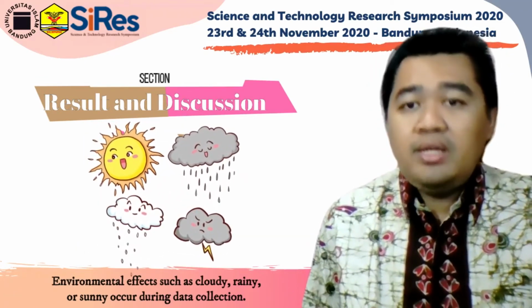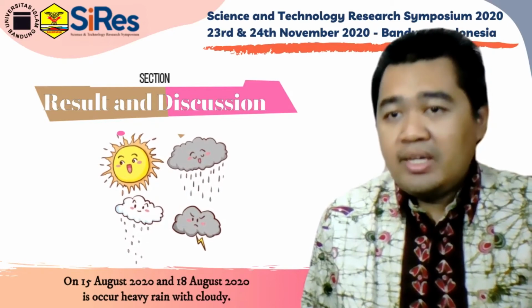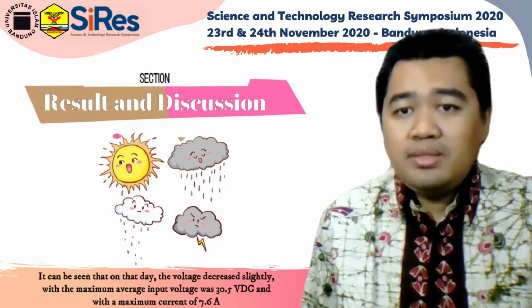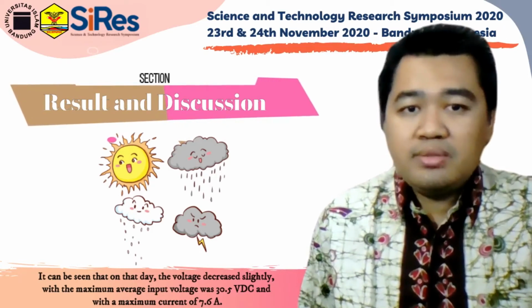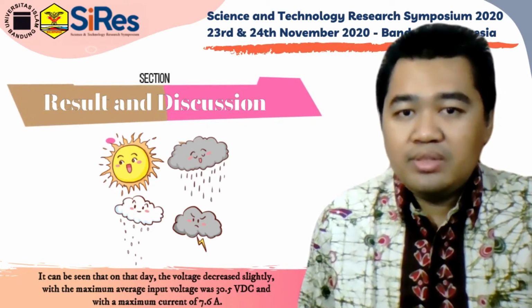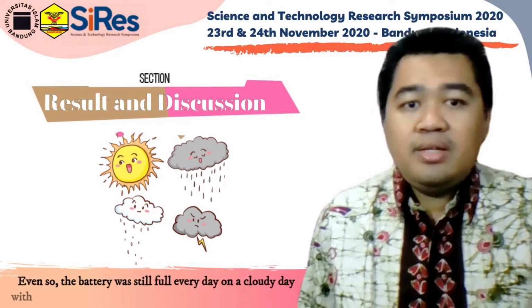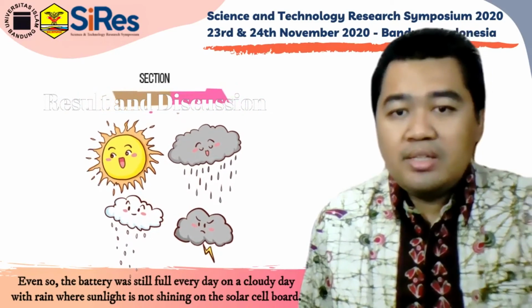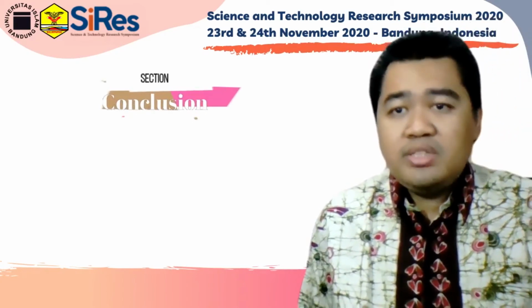Environmental effects such as cloudy, rainy, or sunny weather occurred during data collection. On 15 August 2020 and 18 August 2020, there was heavy rain with clouds. It can be seen that on those days the voltage decreased slightly, with the maximum average input voltage at 30.5 volt DC and a maximum current of 7.6 ampere. Even so, the battery was still full every day, even on cloudy and rainy days when sunlight is not shining on the solar cell. Okay, so next is the last step, the conclusion.